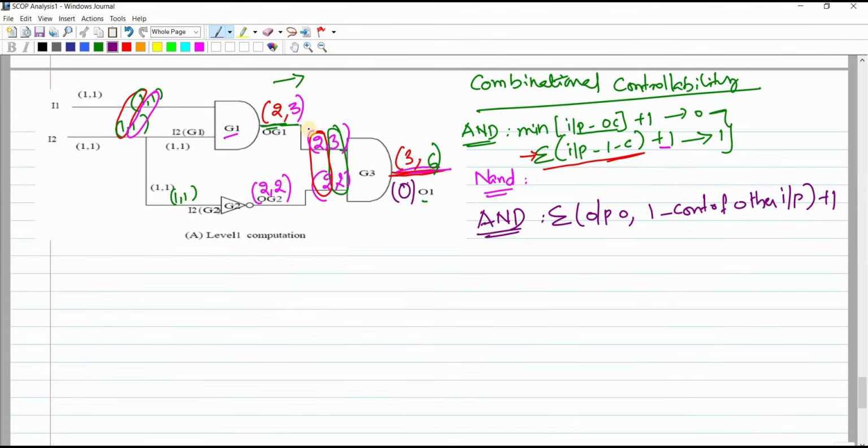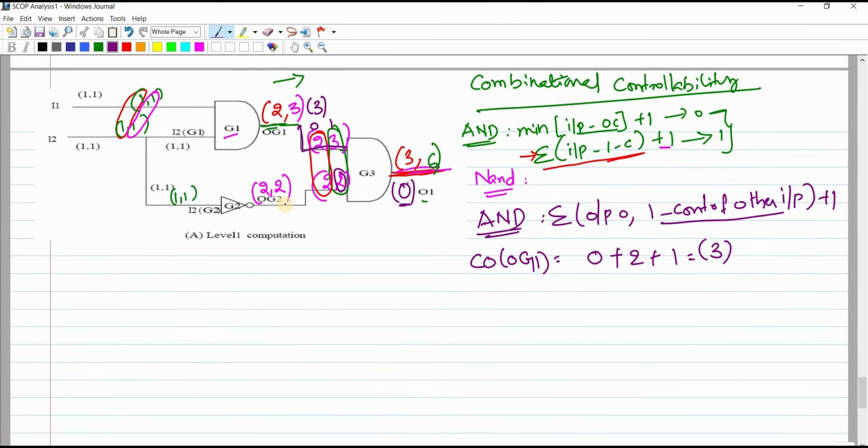So if I want to calculate combinational observability of OZ1, at this particular node, what's my formula? Sum of output observability. Output observability is 0. 0 plus 1 controllability of other inputs. Other input is OZ2. That means you have to consider this 2. 1 controllability of other input 2 plus 1, 3. 3 will be the observability at this node.